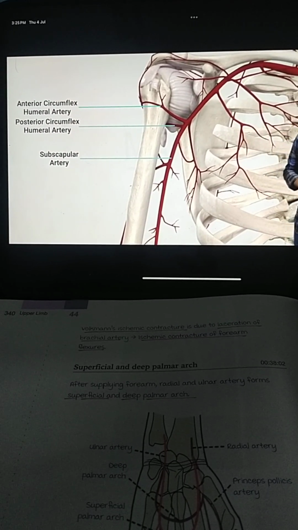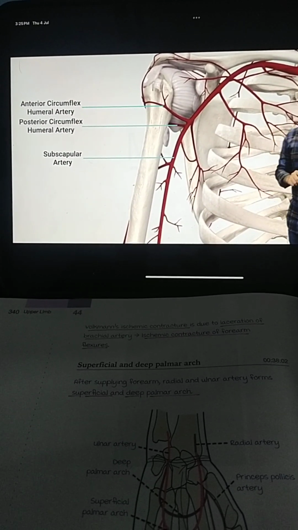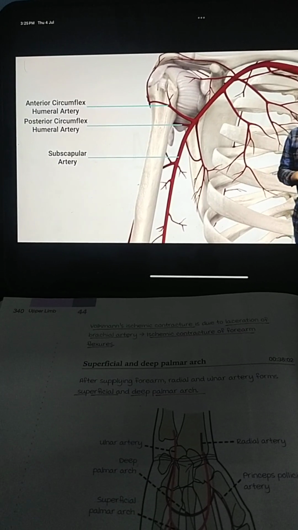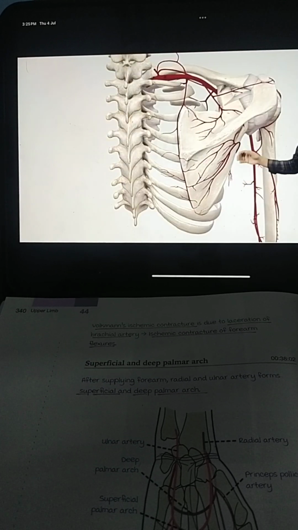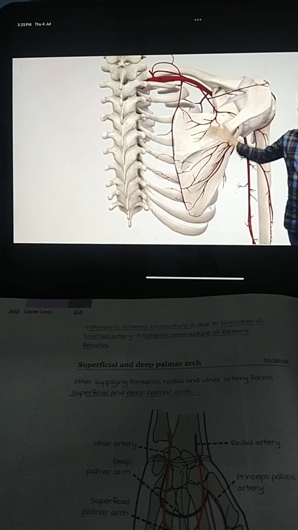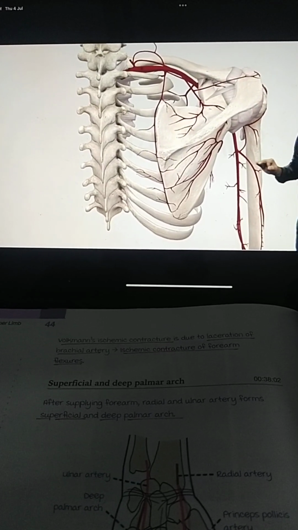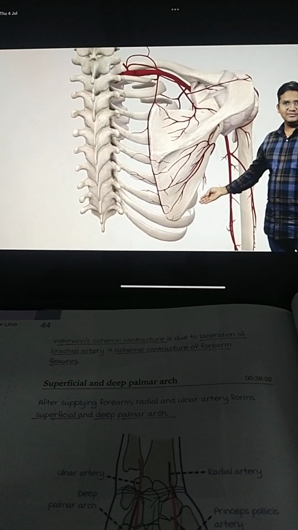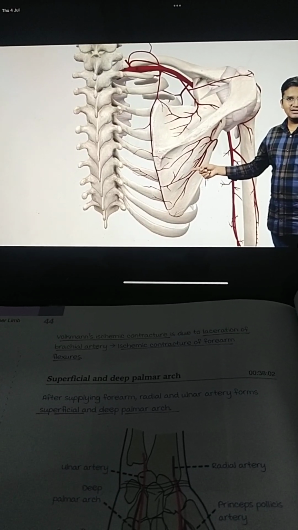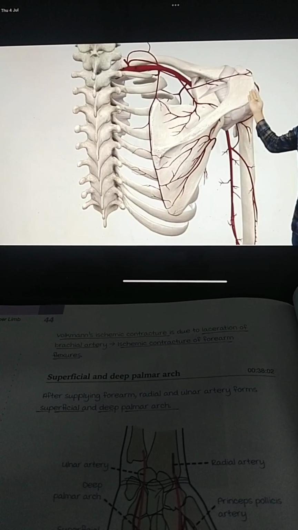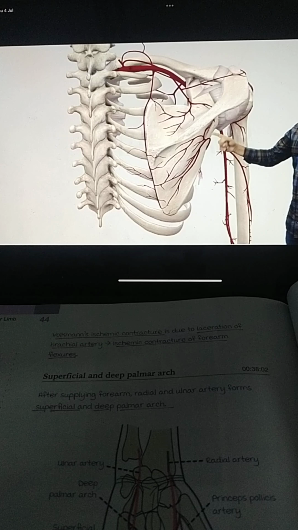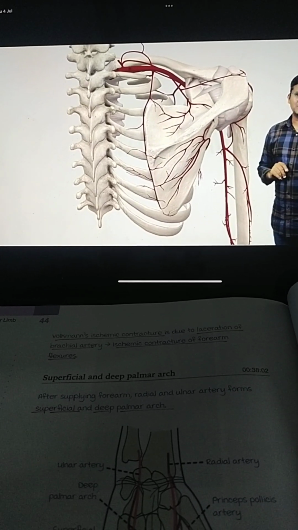Okay, right. So now we know the branches. There is the anterior circumflex humeral. Similarly, on the back side, we have the posterior circumflex humeral. Now we're going to see the anastomosis around the scapula. The anastomosis will be taking place in three regions. Number one, that is over the inferior angle. Number two, over the body. And number three, over the acromion process. So in these three areas, the anastomosis will take place.